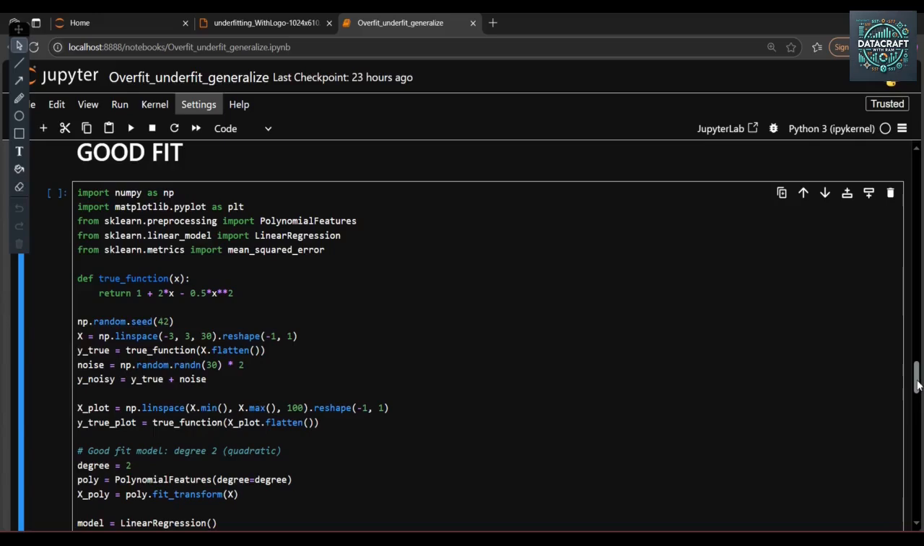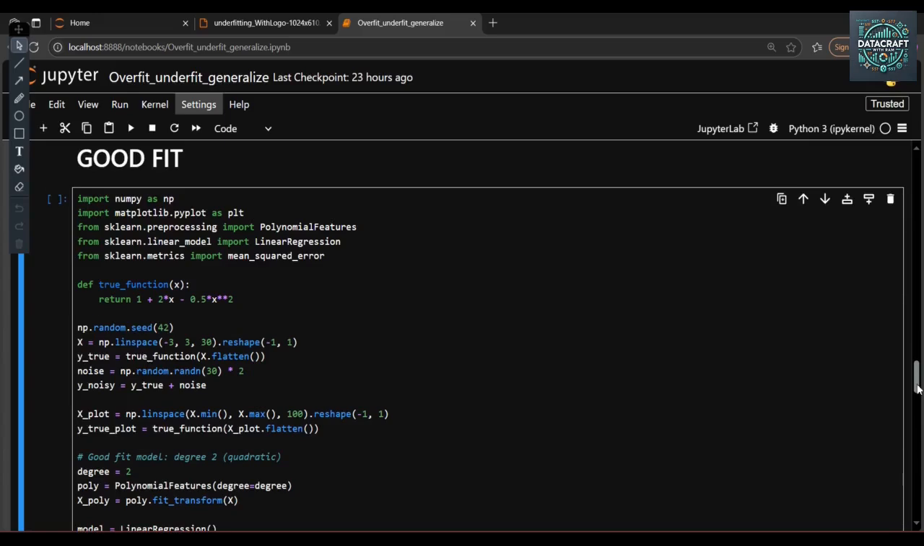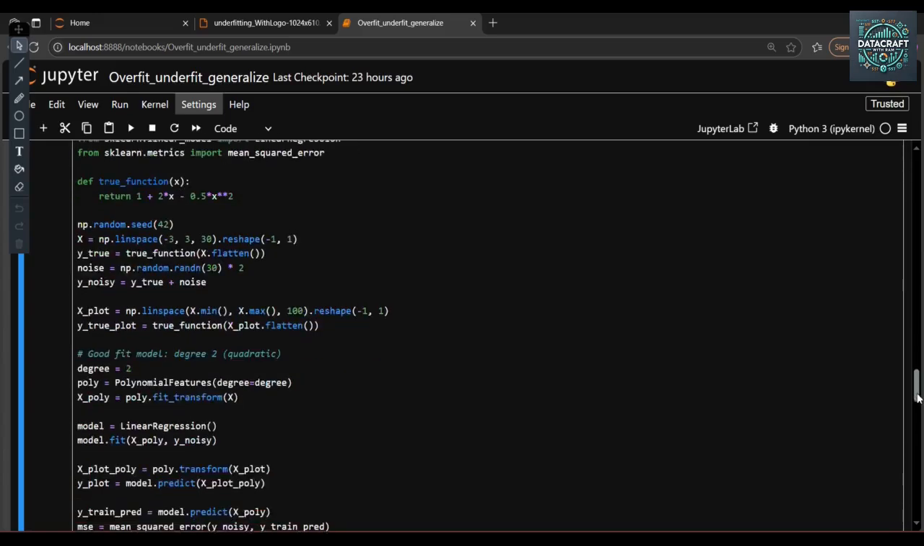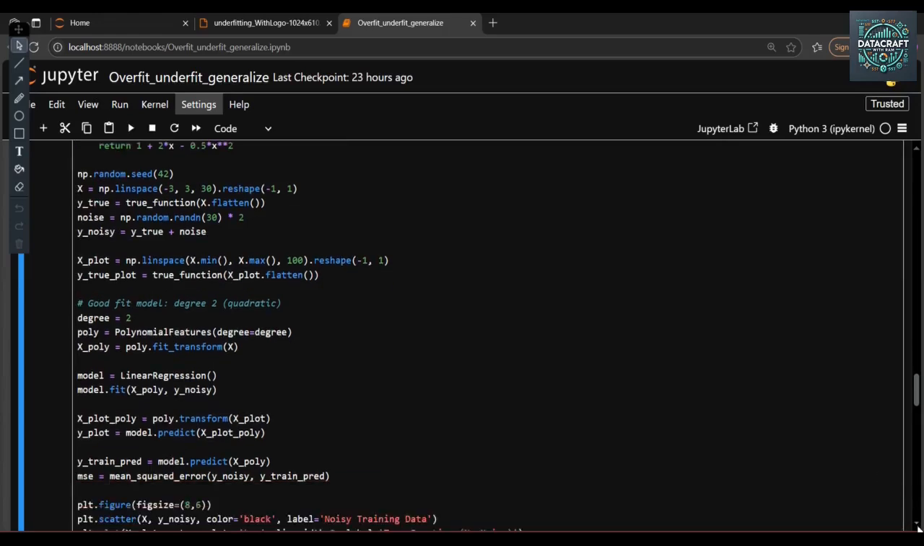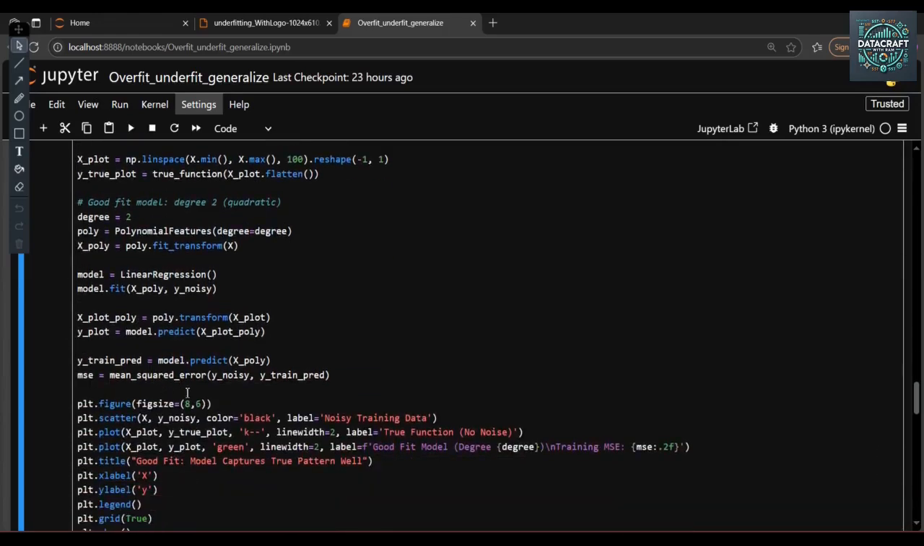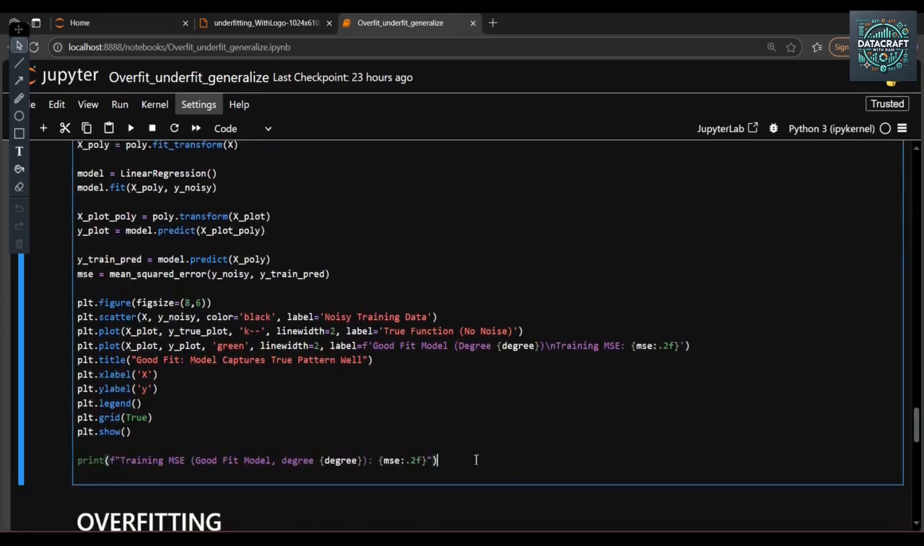And here the main thing you have to understand is the degree. The degree I have taken in this particular case is 2, which is quadratic. With the help of this degree 2 I am going to train this model, and the model is the same. I fit this model, and then finally we predict, and we have the same performance metric, the mean squared error, and then we plot this model. After plotting, let's see the output I am going to get.